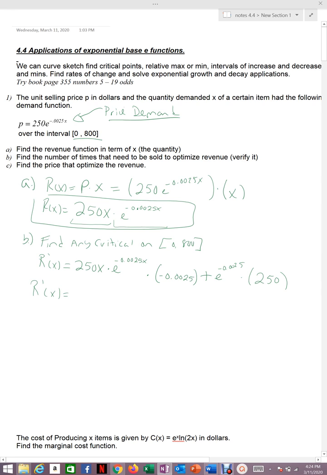Constant multiplier. Alright, now I'm going to simplify by factoring because I know I'm going to solve for the 0, so I'm finding the critical value. So I'm going to factor out two things. First of all, I can pull out the 250. There's a 250 in each term. And then the e term. Right? And there's always an e term when I take a derivative using the product rule. Alright, what's left over? Well, the 250 is gone, but I still have an x and that negative number.